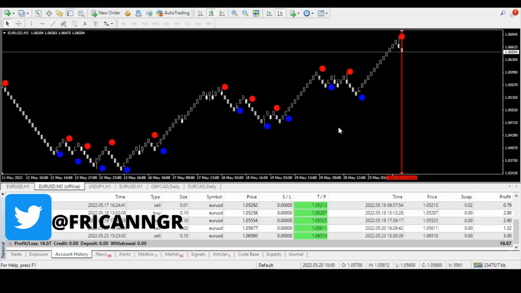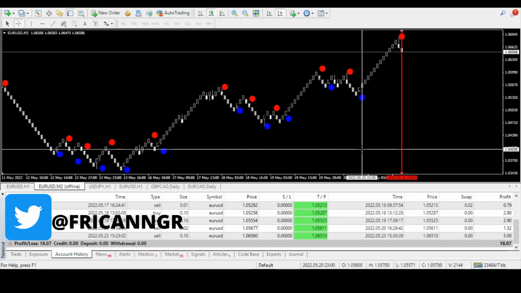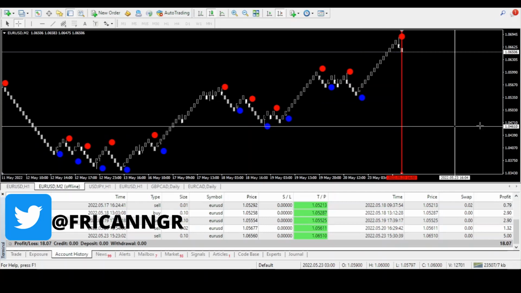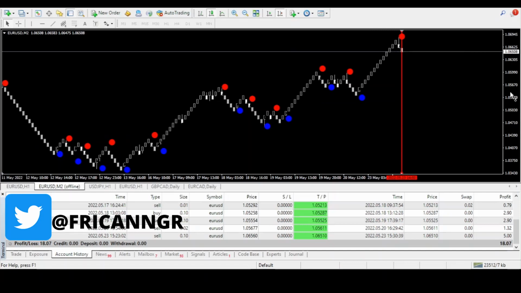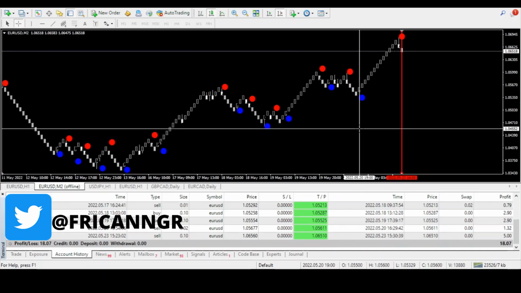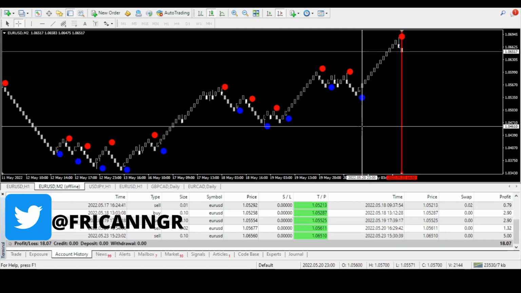Once the signal comes out from the brick like this, you get an alert. Once it alerts, what I do is take just 5 pips. Actually, this brick is 10 pips per brick. You might not be able to see it if I measure it now, but it is 10 pips per brick. But once I get the alert, I just take 5 pips.